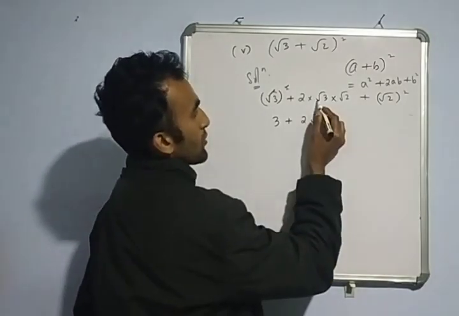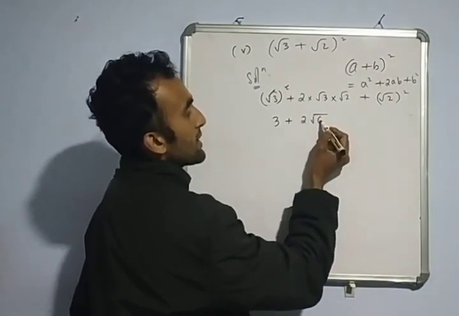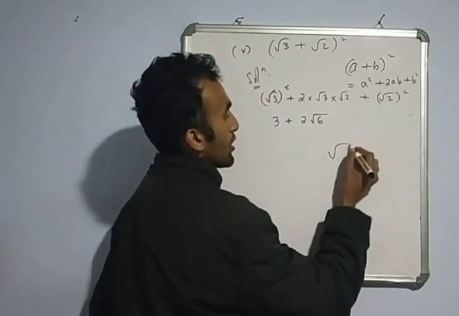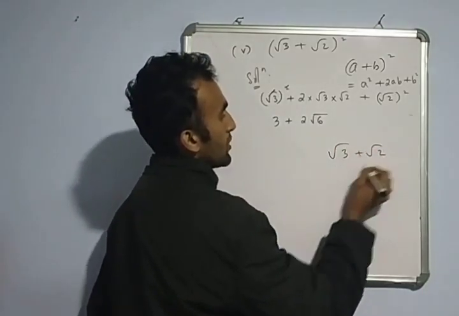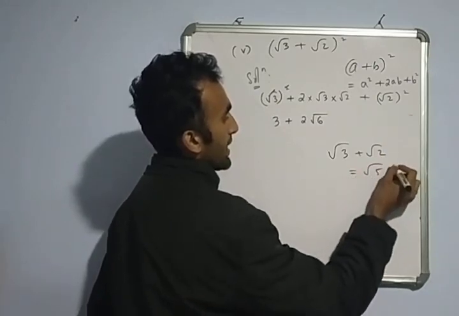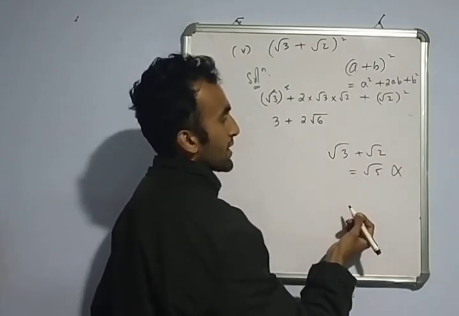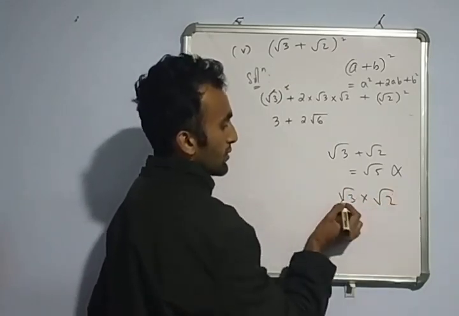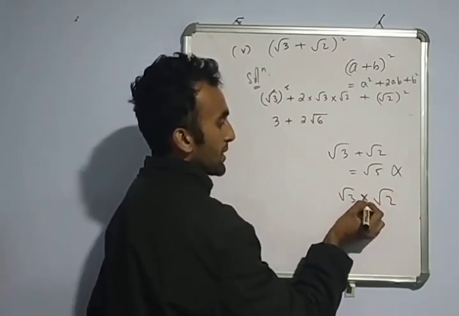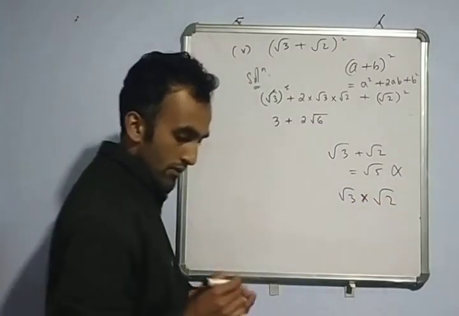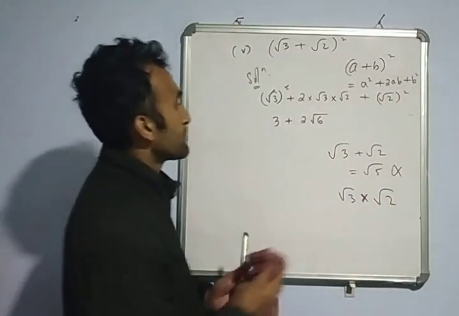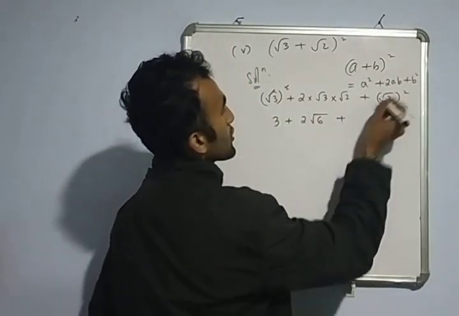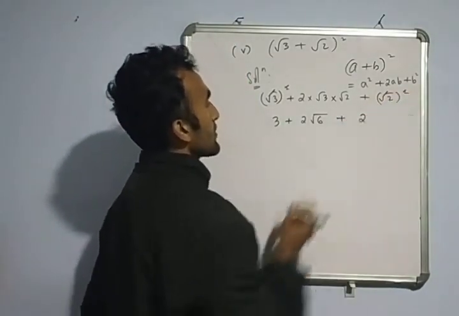See, the roots are same, 3 2s are 6. I can multiply, but the same cannot be done with addition or subtraction. You cannot write root 3 plus root 2 equals root 5. You cannot write that. This is wrong. Subtraction also cannot be written. But multiplication, since this is also a square root, if there is a multiplication, you can multiply. 3 2s are 6. Plus root 2 square is 2. I told you square and square root can be cancelled.